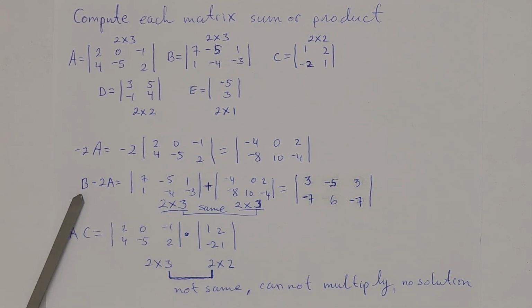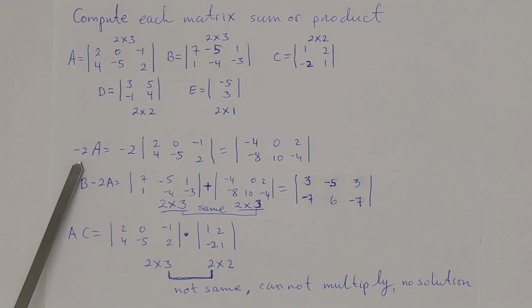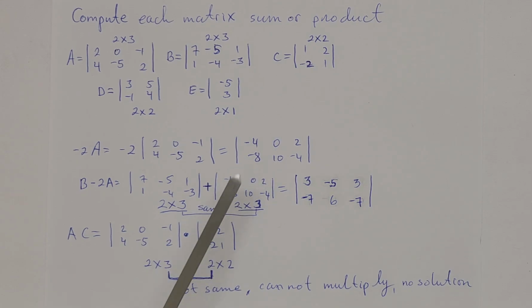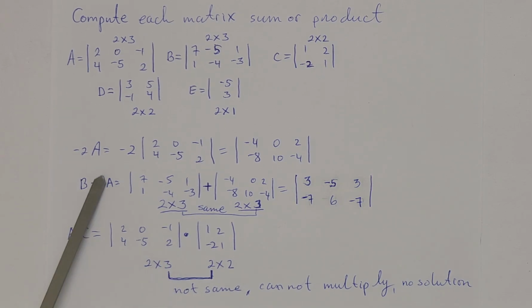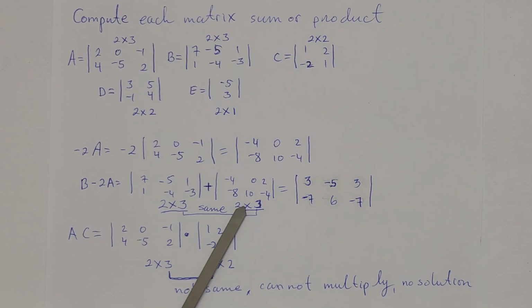So here is our B matrix minus 2A, but we already did the negative 2A from the first example. So this is negative 2A right here. So just bring this here and put the plus in the middle. Okay, so B plus negative 2A, which we already have from the first example. So just bring it down.